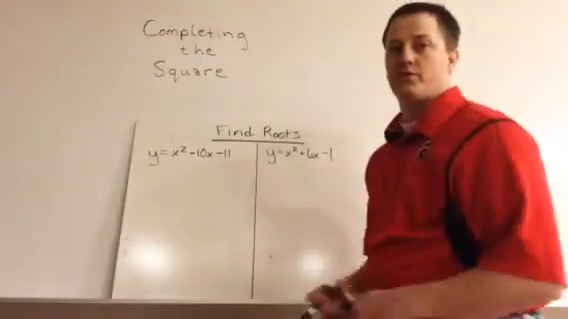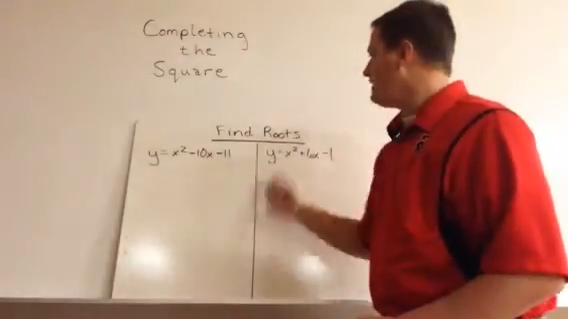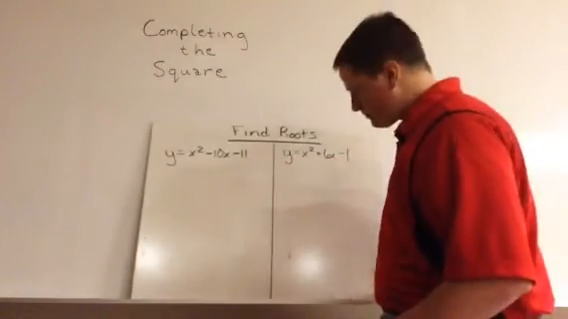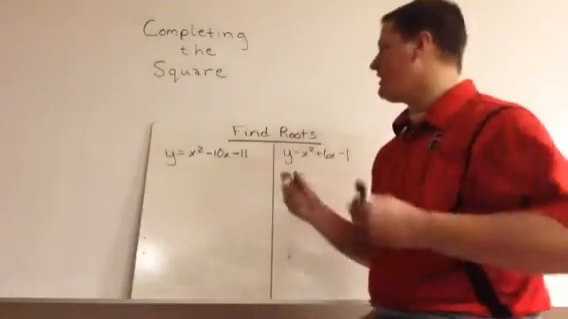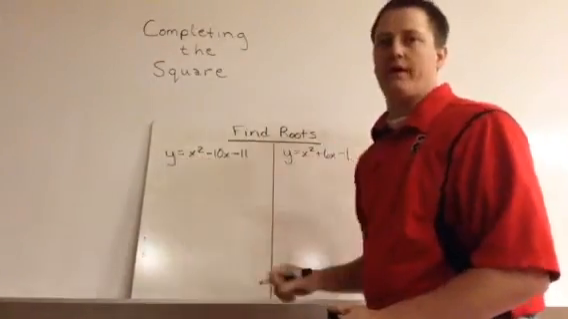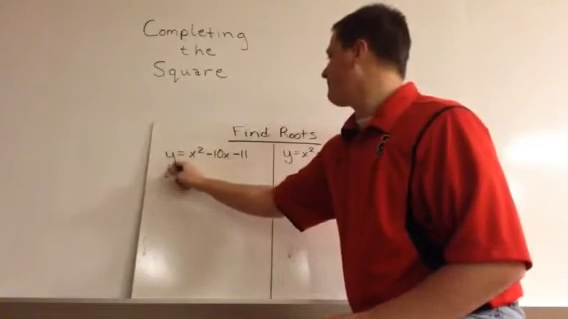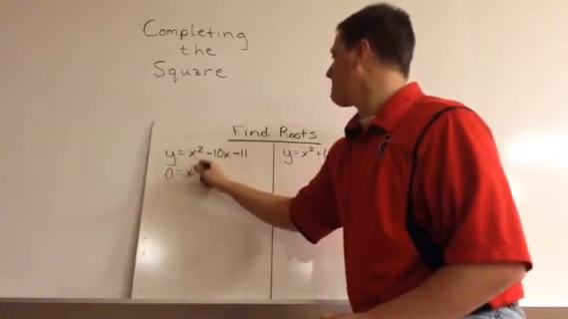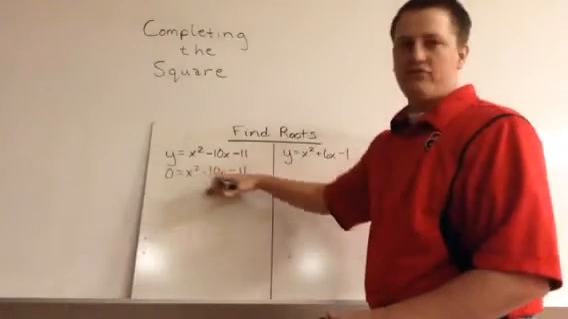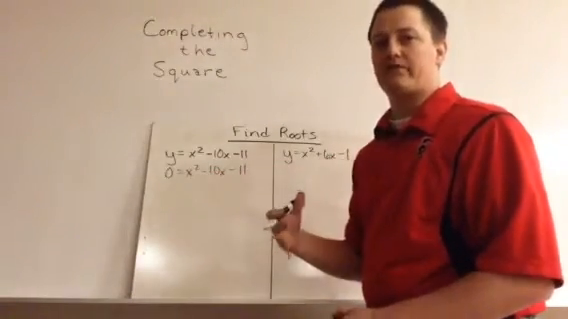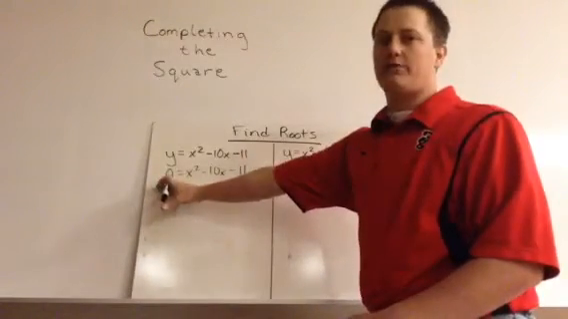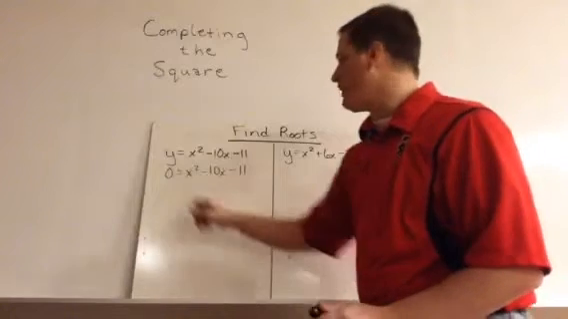The first situation we're going to use it for is finding roots. So I'm going to start with this problem on the left here. y equals x squared minus 10x minus 11. If we want to find roots, we're going to put 0 in for y. Well, this general form is not a perfect square. So what we're going to do is get rid of the minus 11, add it to the other side, and then create a perfect square.